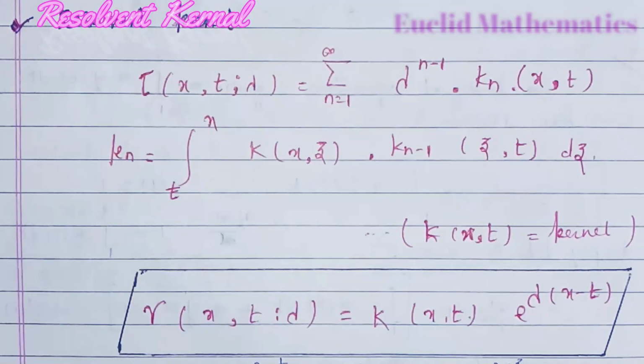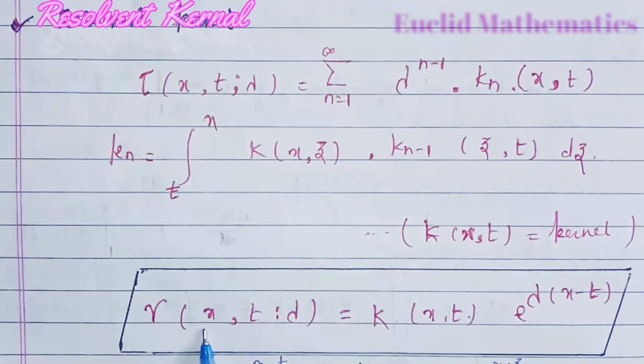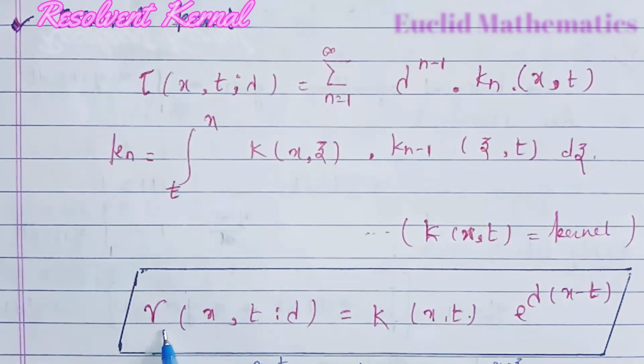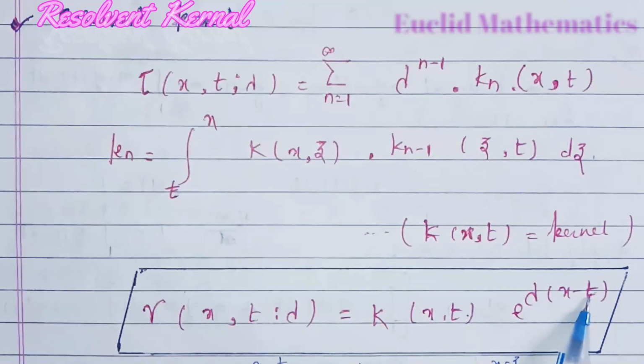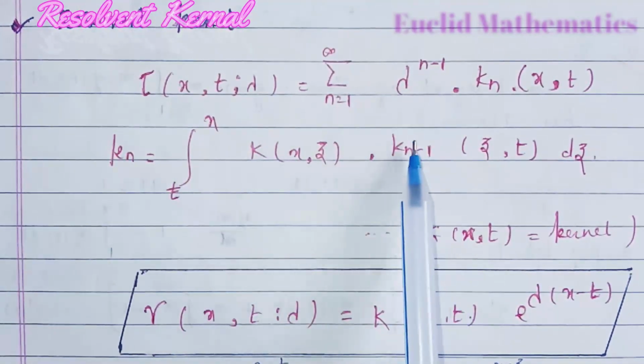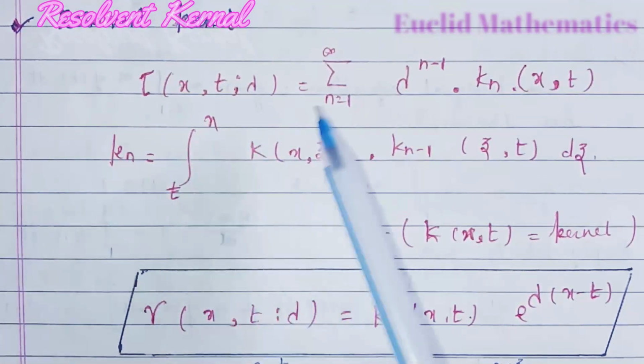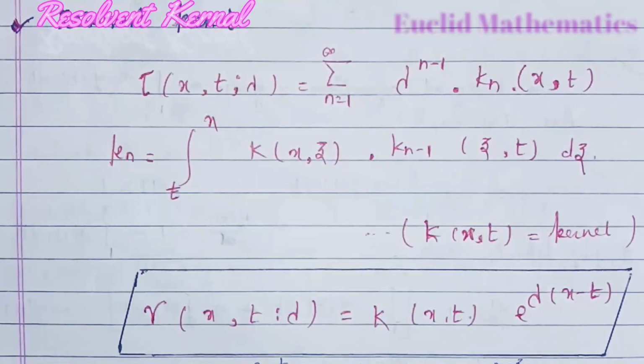We also have another result: we can find the resolvent kernel directly by gamma of x, t, lambda equal to K of x, t into e raised to lambda into x minus t. I will explain that one later. Now we just have to understand how to solve this way. It is easier to understand when we solve some examples, so let's get started with examples.